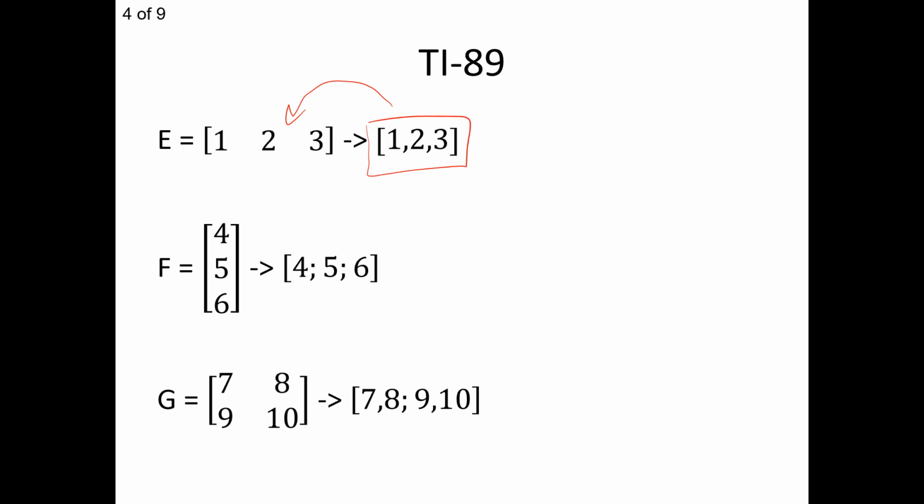Okay, but what if I wanted F? E was a 1 by 3, but F is a 3 by 1. How do I then denote the different rows? Well, we use semicolons to denote different rows. Commas give us separated columns, so 1, 2, and 3 are different columns, but the semicolon gives us different rows. So if I were to type 4 semicolon 5 semicolon 6 and then put my open and closed square brackets on the front and the back, I could store that as well.